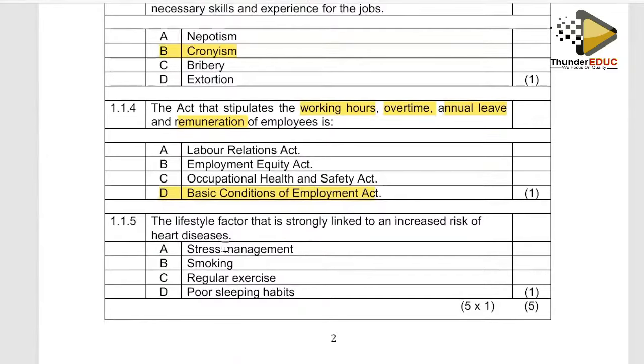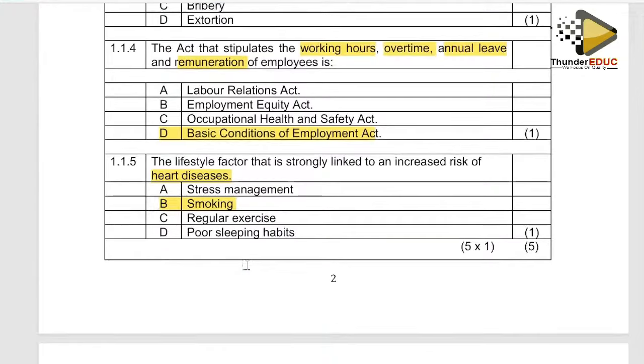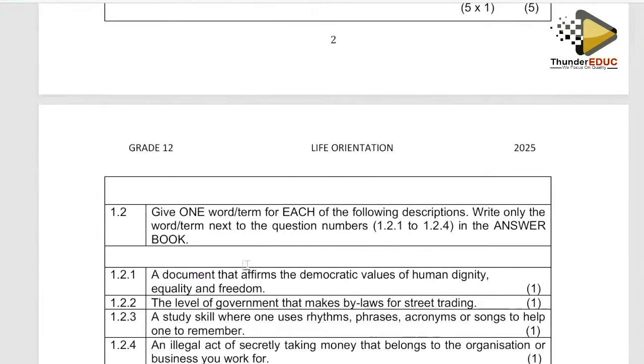Moving on to 1.1.5, the lifestyle factor that is strongly linked to an increased risk of heart diseases. So we are going to look for an answer which is related to heart diseases. Heart diseases are clearly and strongly linked to the smoking practice. So when you smoke, you expose yourself to a higher risk of heart diseases, you end up acquiring diseases such as coronary heart disease and others. Now, let's move on to 1.2.